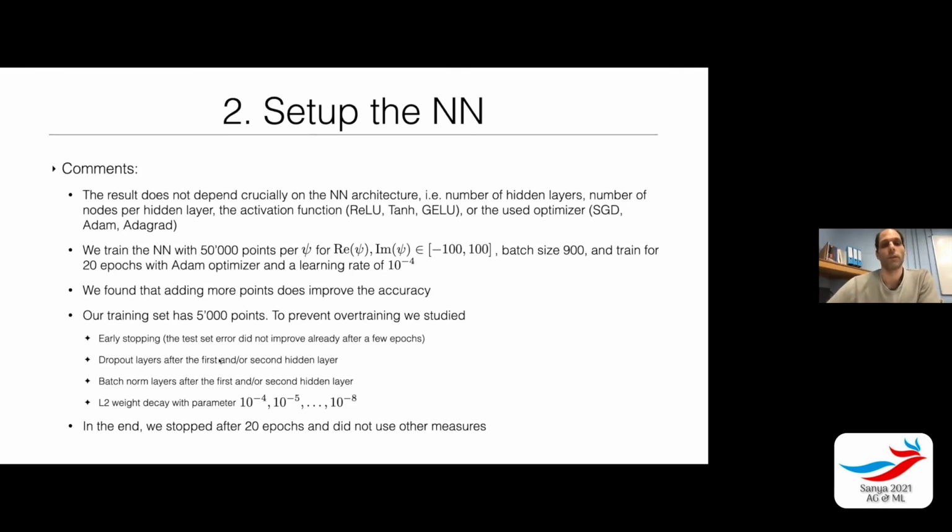We included dropout layers after the first and/or the second hidden layer. We used batch norm layers after the first and/or the second hidden layer, and we used an L2 weight decay, where we tried parameters for the weight decay from 10 to the -4 to 10 to the -8. So none of this made a big difference either. So in the end, we just didn't include any of these and just used this early stopping criterion.